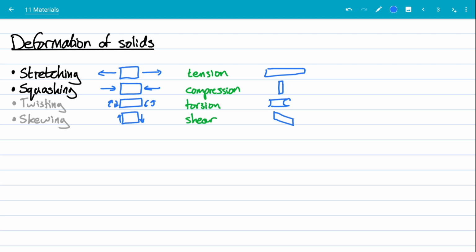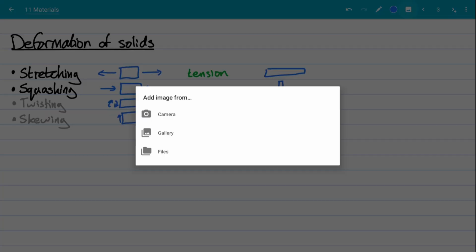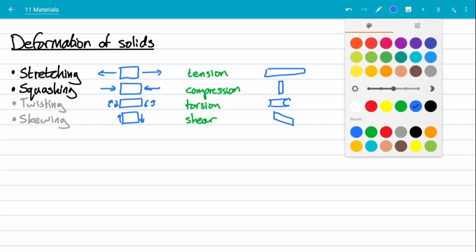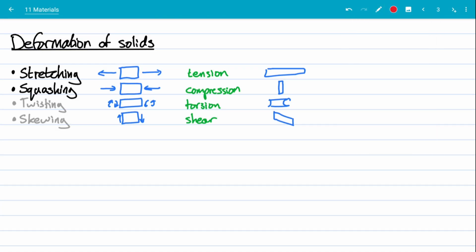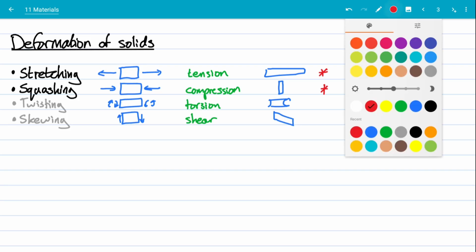So we can have forces of tension, tensile forces, forces of compression, so they're compressive forces, torsional forces, I guess, and shear forces. And we are going to be interested in these two for our A-level physics.